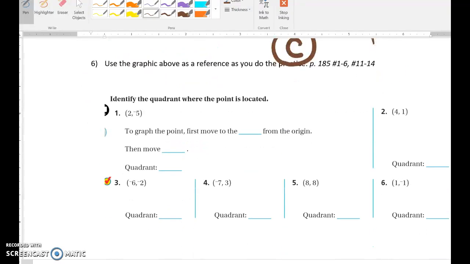That's what note-taking guides are for. Okay, so now we're going to practice page 185, numbers 1 to 6 and 11 to 14. There are 2 expectations in this lesson. We're not going to do one of them because it's not so important. The quadrants idea is pretty fundamental.